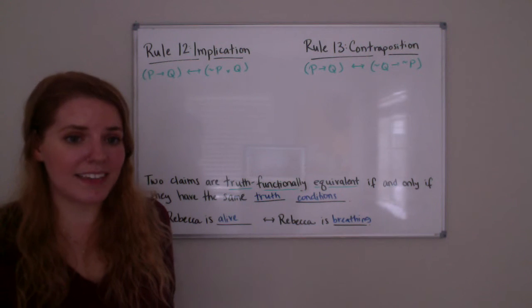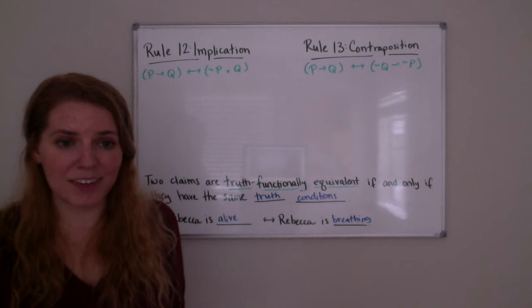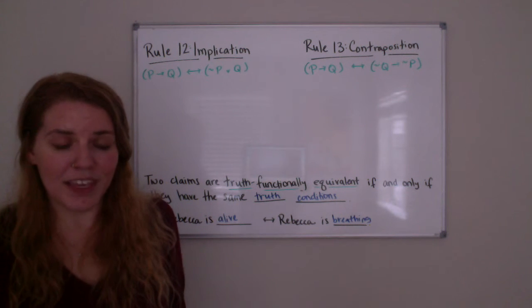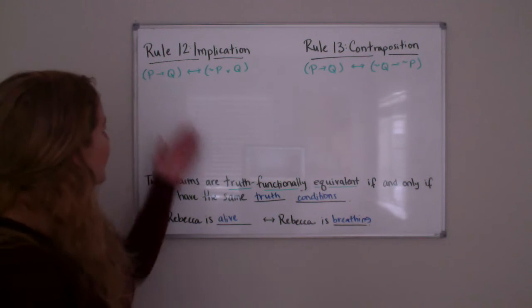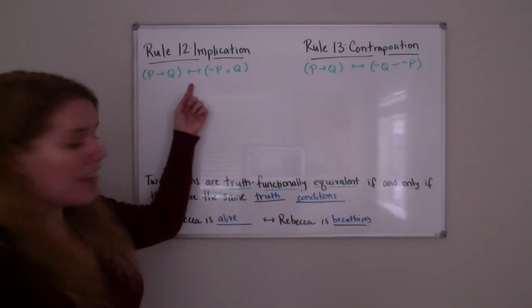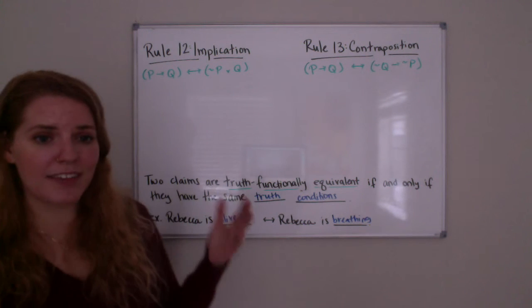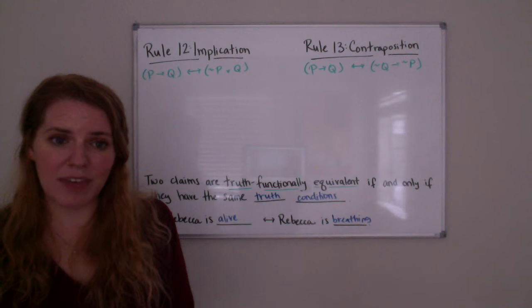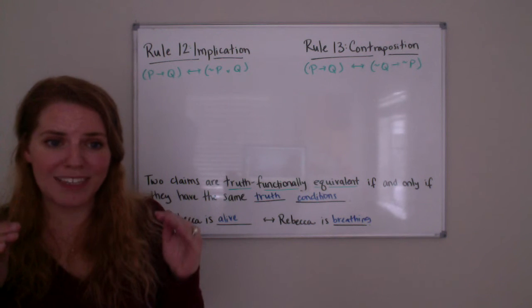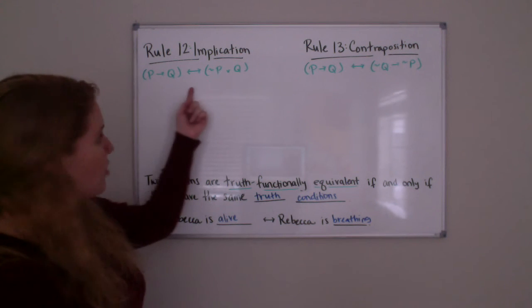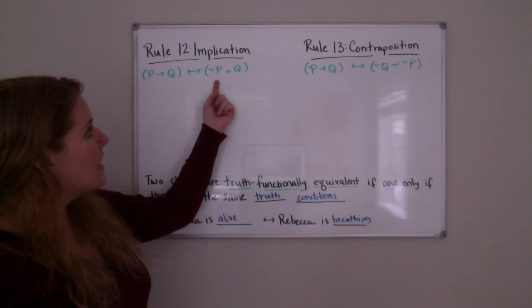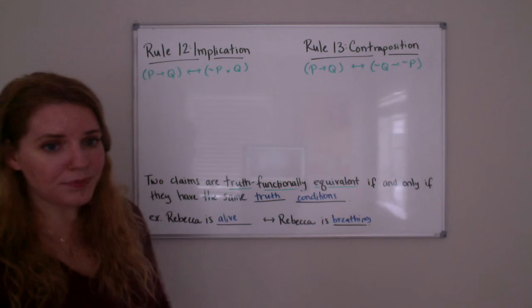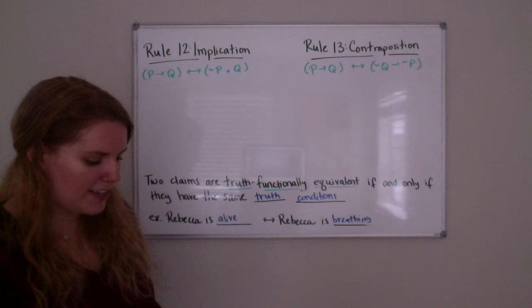That can help us understand a little bit more about what's happening in Rule 12 implication. So Rule 12 says, if P then Q, if and only if, remember, if and only if is a biconditional claim, and we write that as the arrow with two pointed sides. So we have if P then Q, if and only if, not P or Q. Okay, so why is this the case?